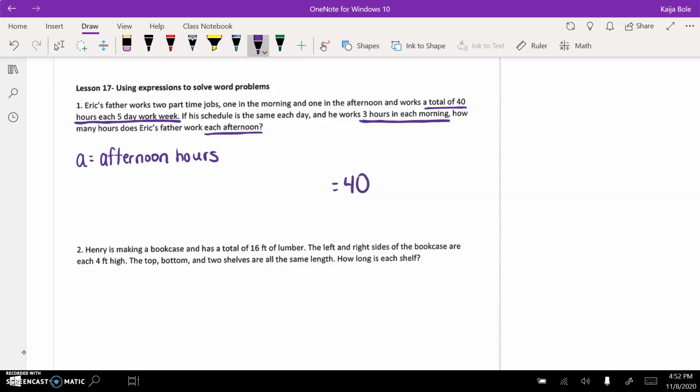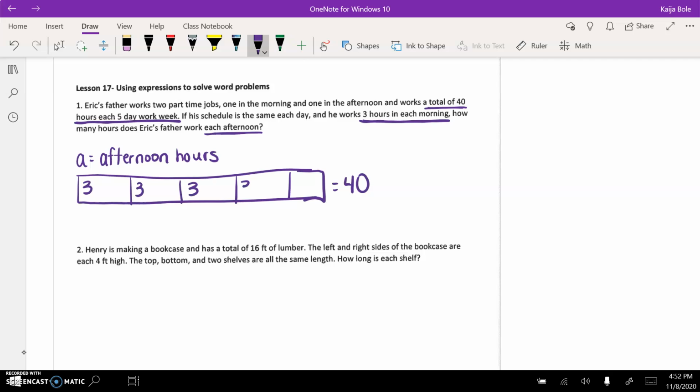So I'm going to use the visual for now. That means I'm going to need 5 boxes: 1, 2, 3, 4, 5. And we know that in each of those days, he works 3 hours. So I can put in a 3 for everybody. Everybody gets a 3. And in addition to that, meaning getting added on, I'm going to add on his afternoon hours, but we don't know what those are. So that's our letter A.